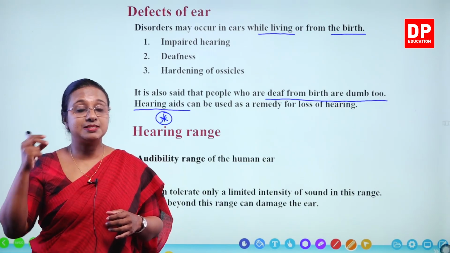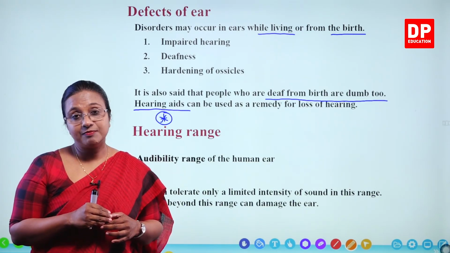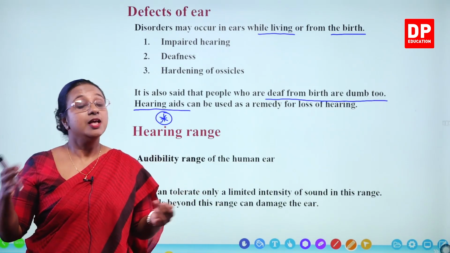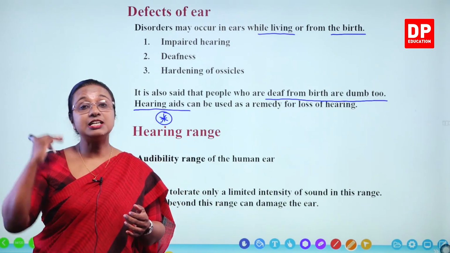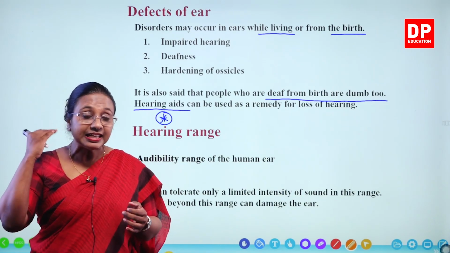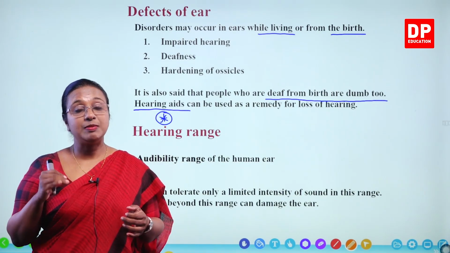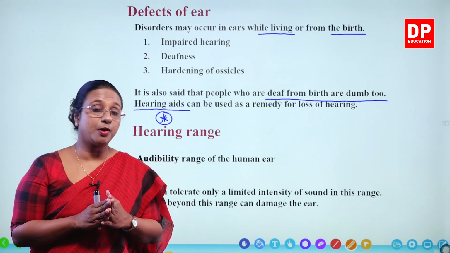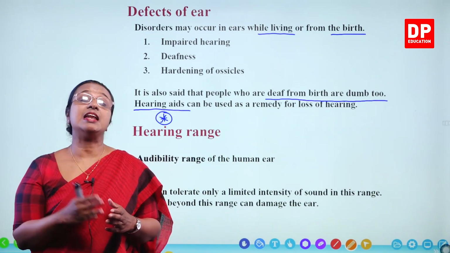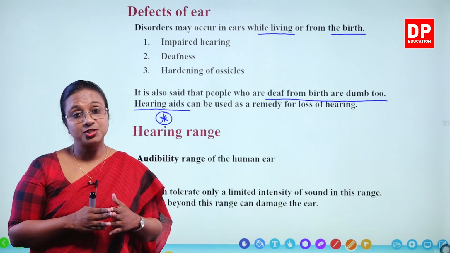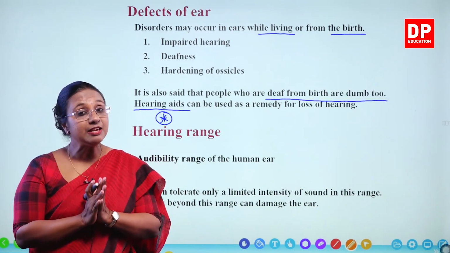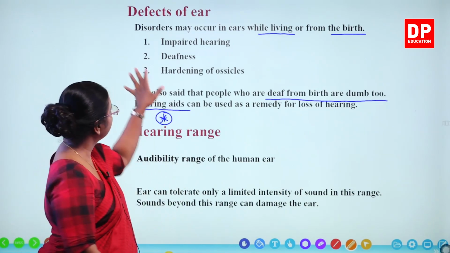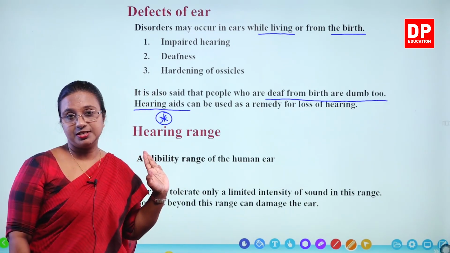burst. There can be a hole in the tympanic membrane created due to a very loud noise. The same way, if you insert objects into the ear, that can damage your tympanic membrane or any part of the ear. That also can cause problems. Some medicines can lead to hearing impairments. Like that, there are many factors that can cause defects of the ear. So, you have to remember those, students.